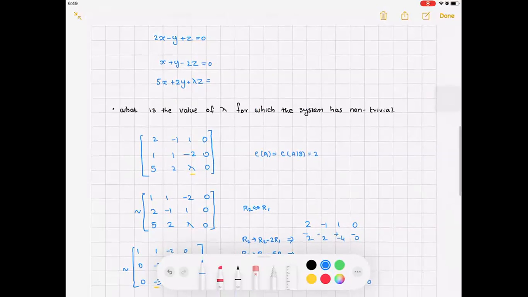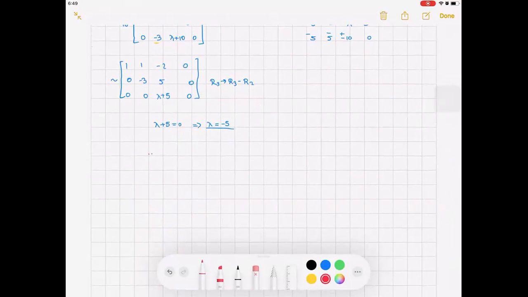So இதே question வந்து if the system to have a unique solution, or if the system should have the unique solution or trivial solution na 0 0 0. Trivial solution, what is the value of lambda? So the answer will be lambda plus 5 should not be equal to 0. Lambda should not take the value -5.